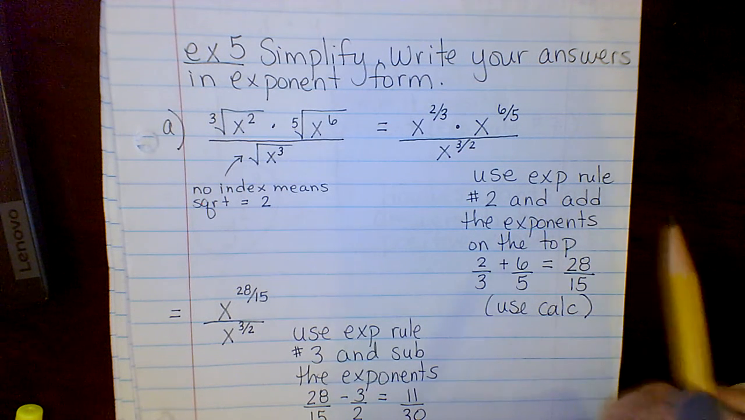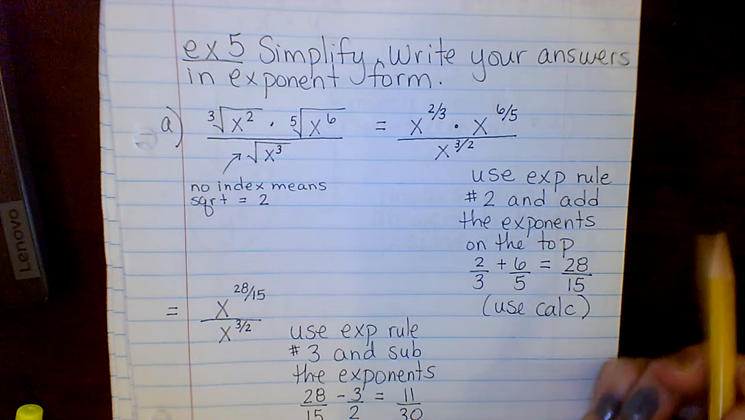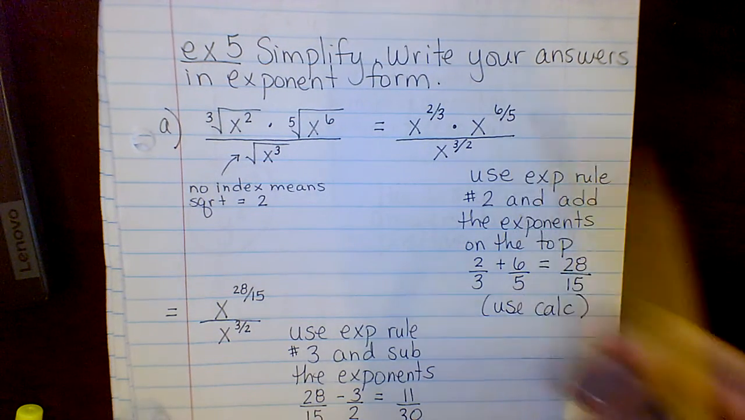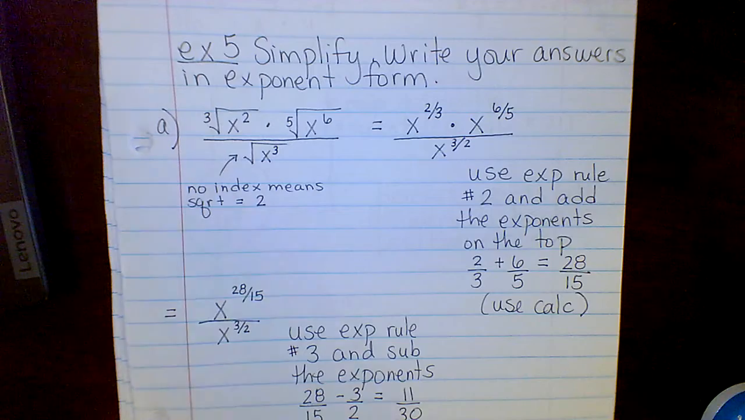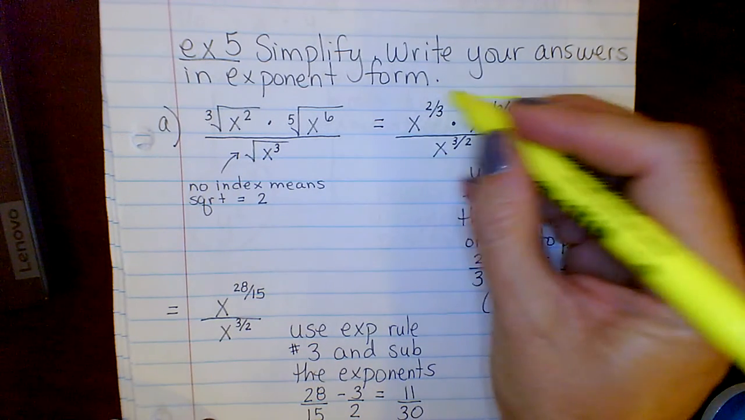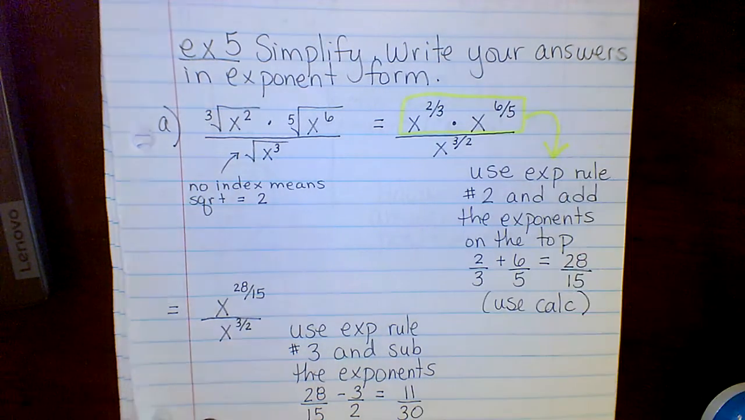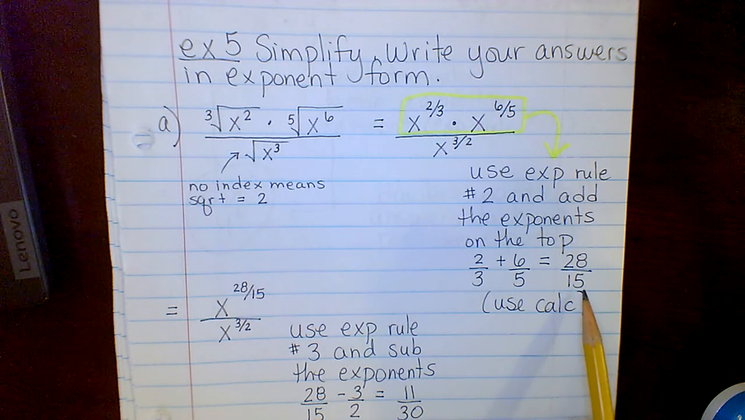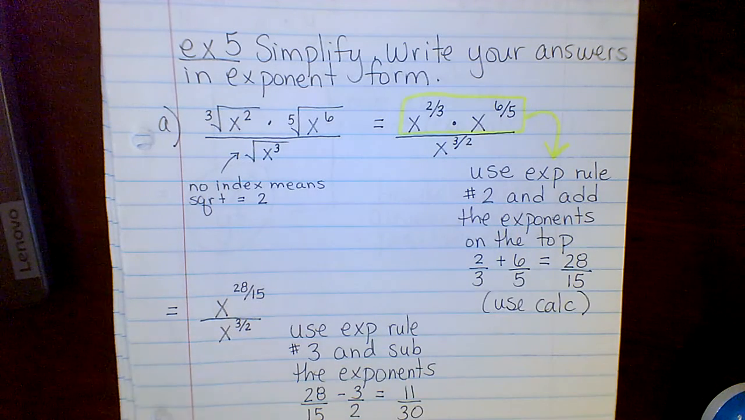I'm now going to use exponent rule number 2, and I'm going to add the exponents on the top. Okay? So exponent rule number 2 that I'm using is for that stuff. So multiplying with the same base, you add the exponents, you use the calculator. So then that top stuff simplifies to just be 28 over 15. So I kind of came down over here.